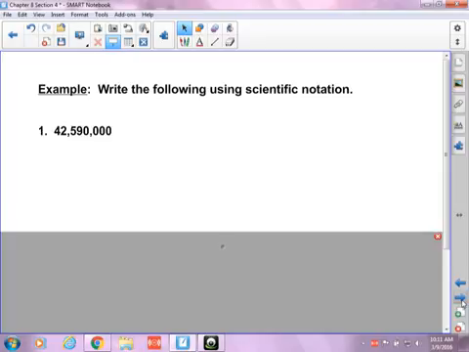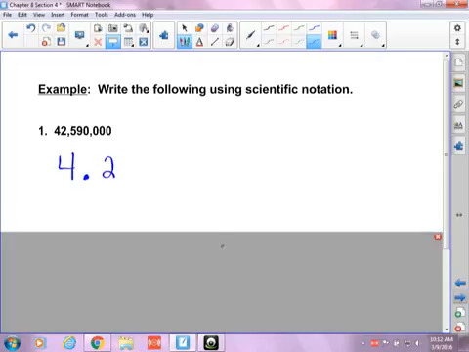We want the decimal behind the first non-zero digit. In other words, we want it behind the first number that's not a zero. Okay, what's the first number? The first number is 4. So I'm going to go 4 point. So I'm going to put it behind there. And then I'm going to put all the other stuff. 2, 5, 9. I don't need to put all the zeros behind there. They're kind of assumed.